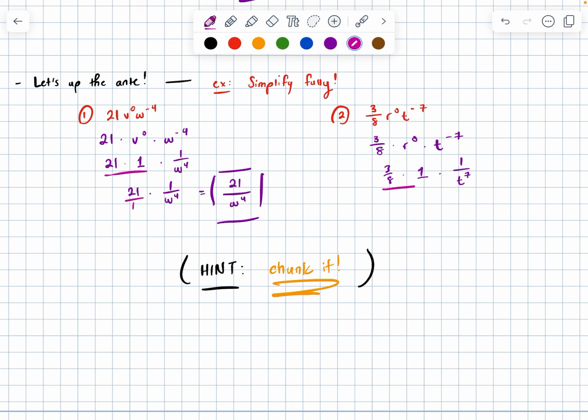From here, I can simplify. Well, 3 to the 8th times 1, anything times 1 is itself, so this is just 3 to the 8th. And then I have 1 over t to the 7th. Again, numerator times numerator gives me 3 to the 8th. Denominator times denominator gives me t to the 7th. There you go. There's your final answer.